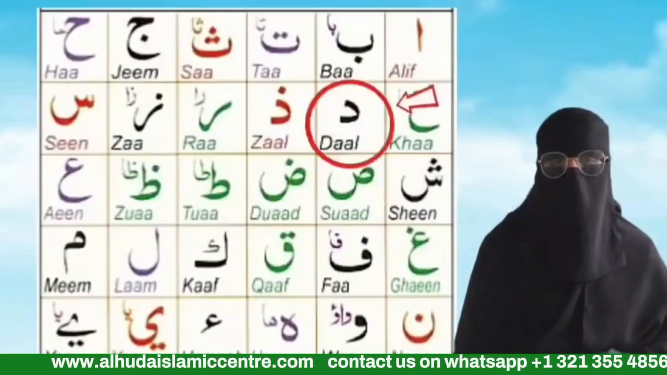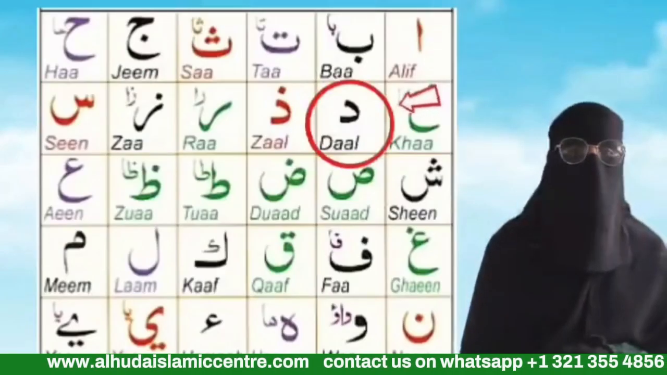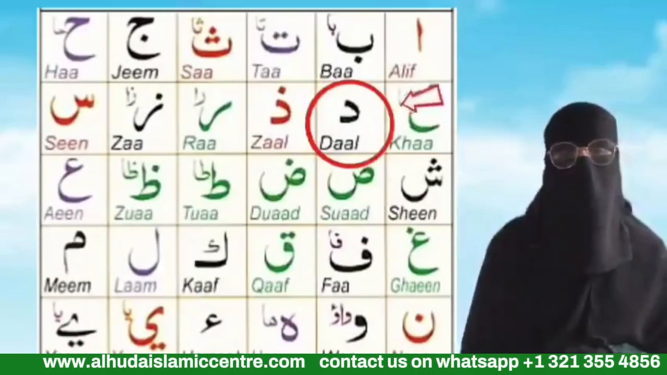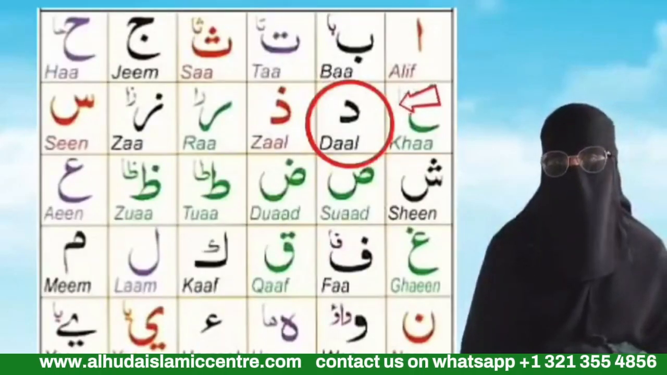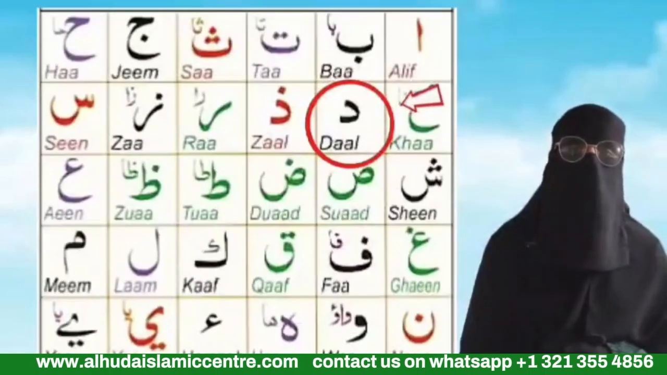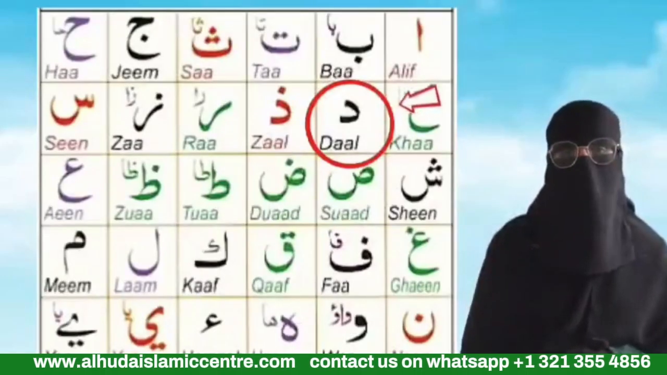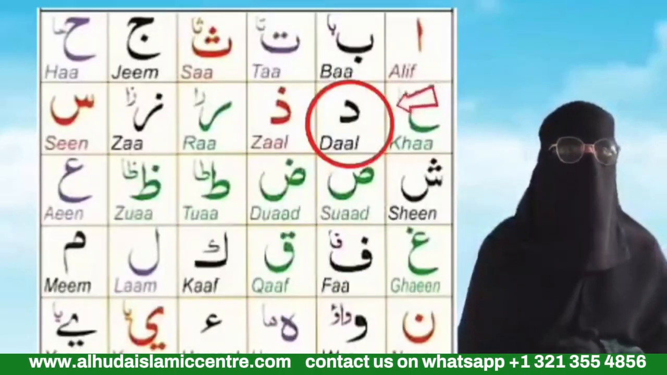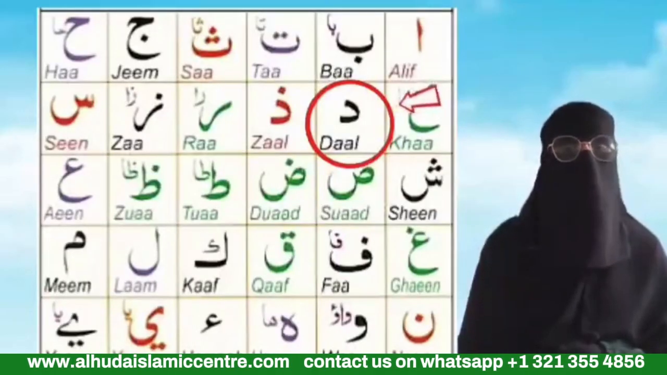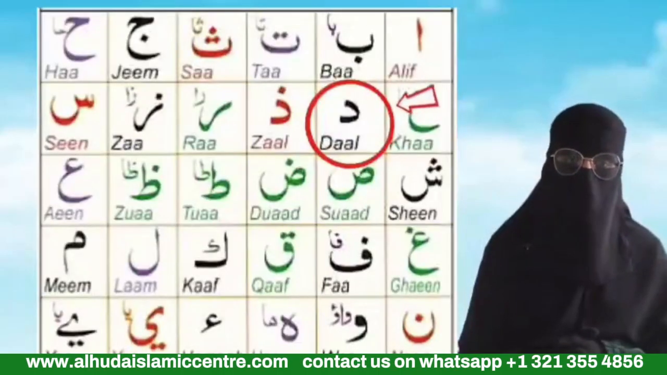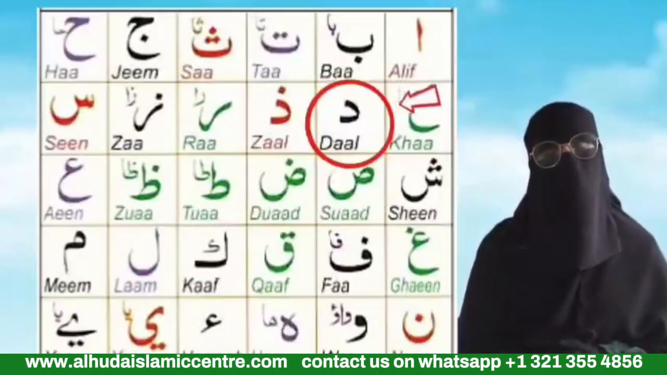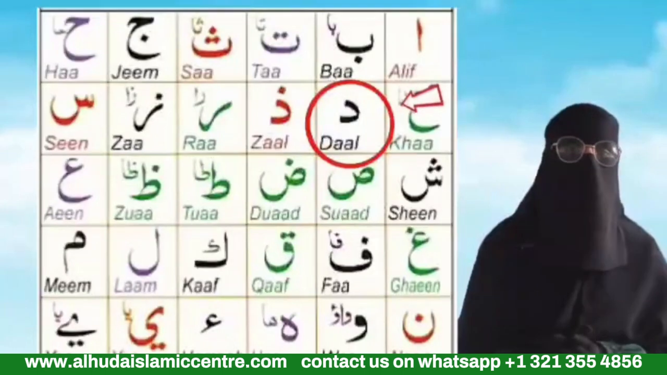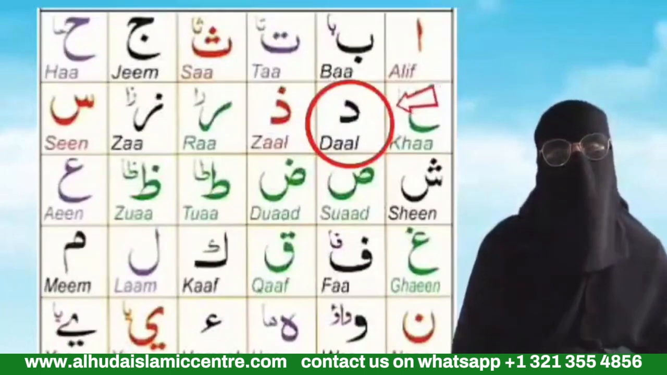Now heading towards the next letter, which is Dal. You can see that the shape of Dal is a curve, a little bit curved from the bottom, and without any dot. Mention this: it has no dot. Now the pronunciation, the sound of the letter Dal is a D-like sound, but softer than that.